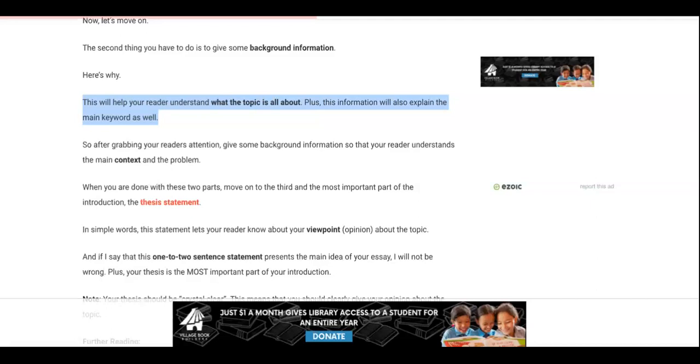In simple words, this statement lets your reader know about your viewpoint about the topic. Now this is exactly what I mean. This is your viewpoint about the topic, what your view is.